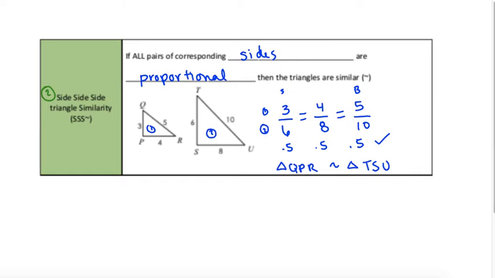So we want to keep that in mind as we're looking at the difference between congruent angles, where we're looking for matches, identical, and proportional sides, where we have to set up those ratios and compare them. All right, let's look at an example.